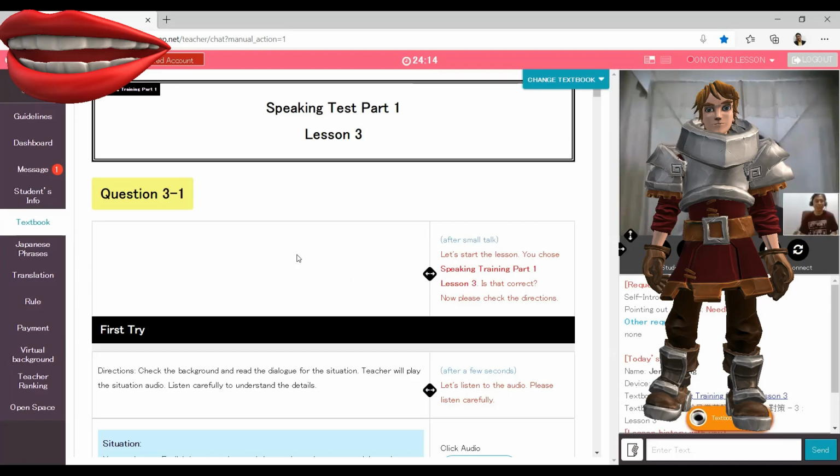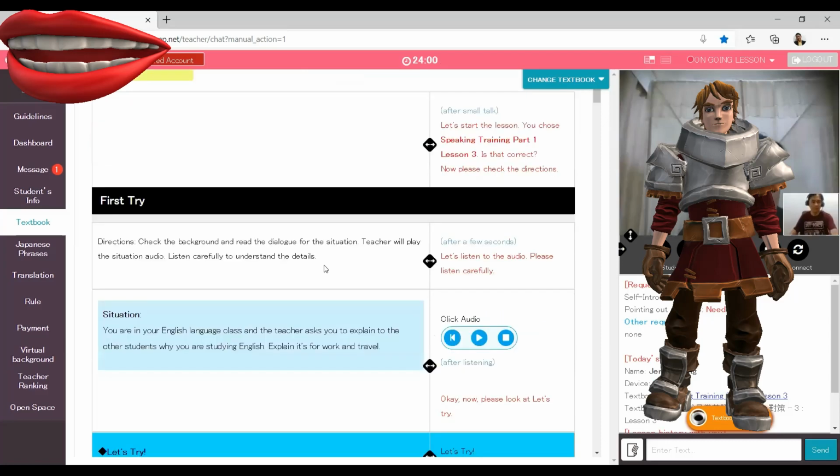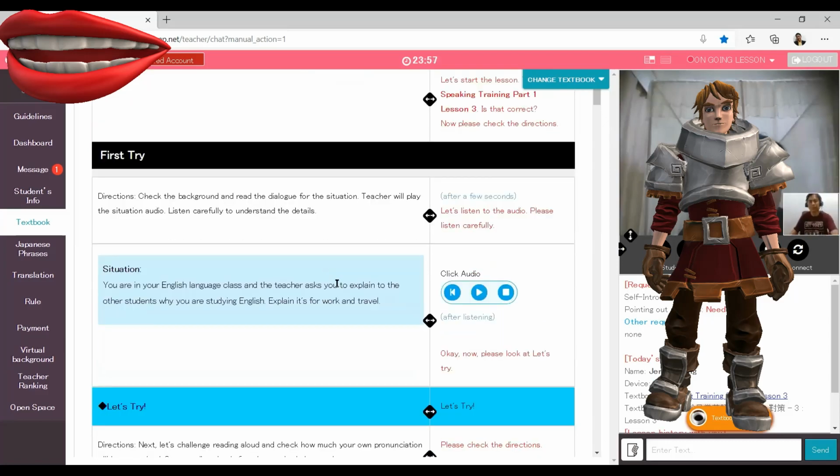So let's have our lesson for today. We're still in speaking test part one, and this time it's lesson three. Now please check the directions for the first try. Check the background and read the dialogue for the situation. The teacher will play the situation audio. Listen carefully to understand the details.